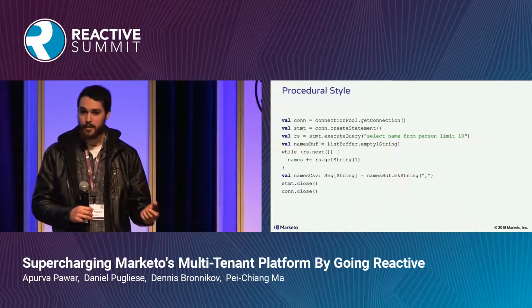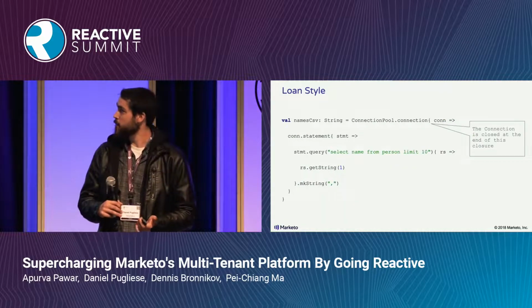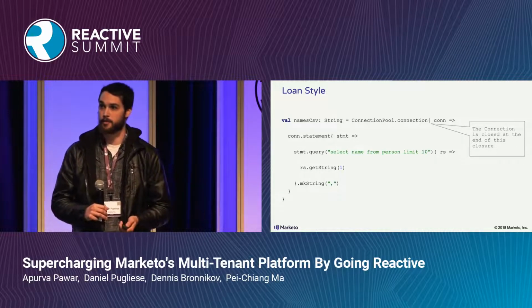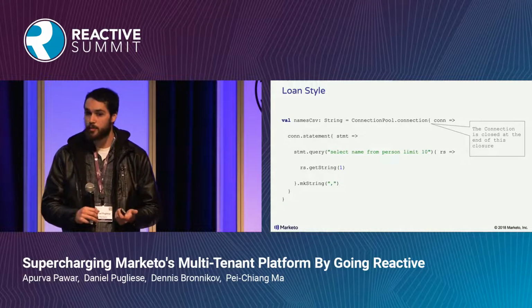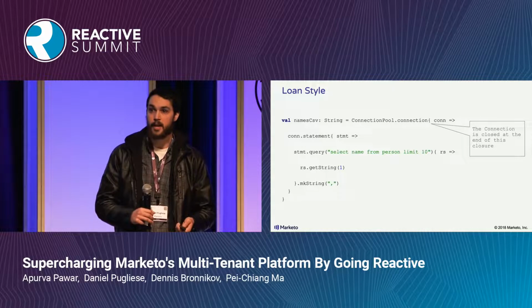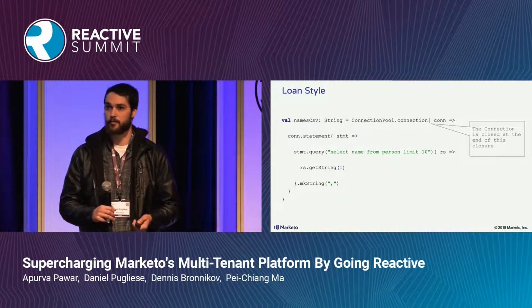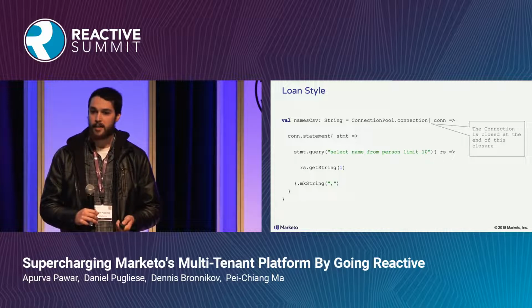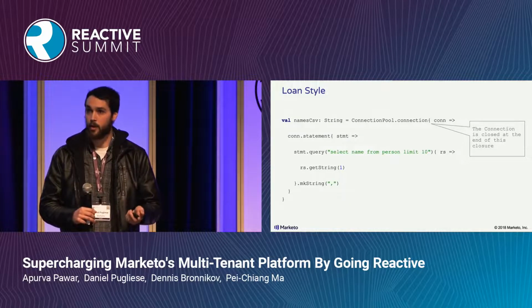So contrast that with a loan style. And the way we achieve this is with a very thin wrapper class around all of our resource providers. So at the top level, that would be the connection pool, and then all the way down. The connection becomes a provider of statements. Statements become a provider of result sets. And these thin wrapper classes that we put around them provide some loan of the connection.